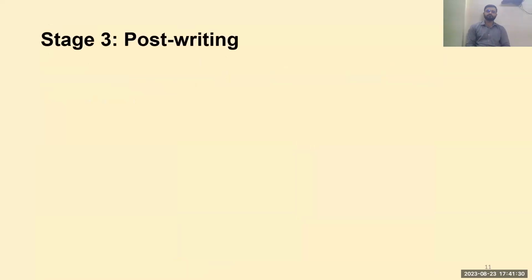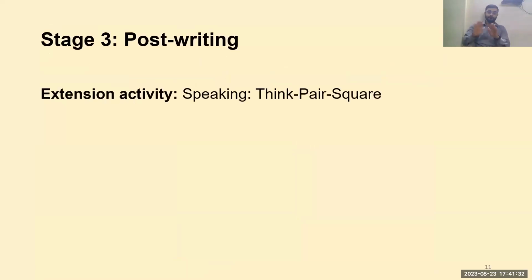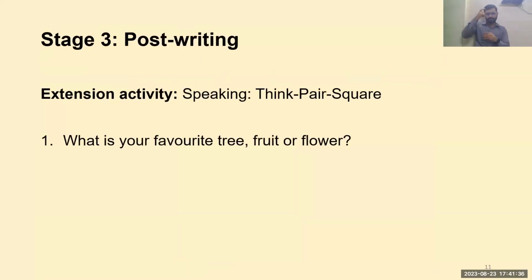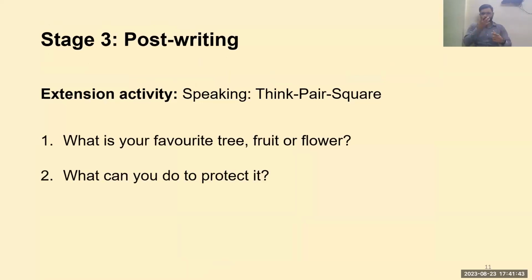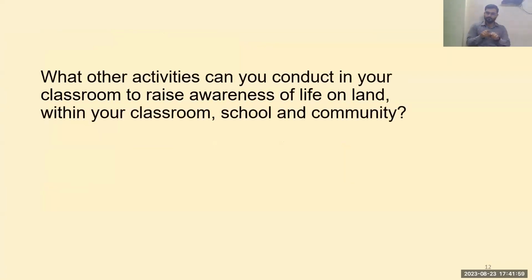So the next stage is the post-writing stage. The extension activity here is think, pair, square. So the topic or the question is, what is your favorite tree, fruit, or flower? And what can you do to protect it? Think, pair, square is just a slight modification of think, pair, share, where you think individually, then discuss in a pair, and then you join another pair to form a square, and then you talk about it.